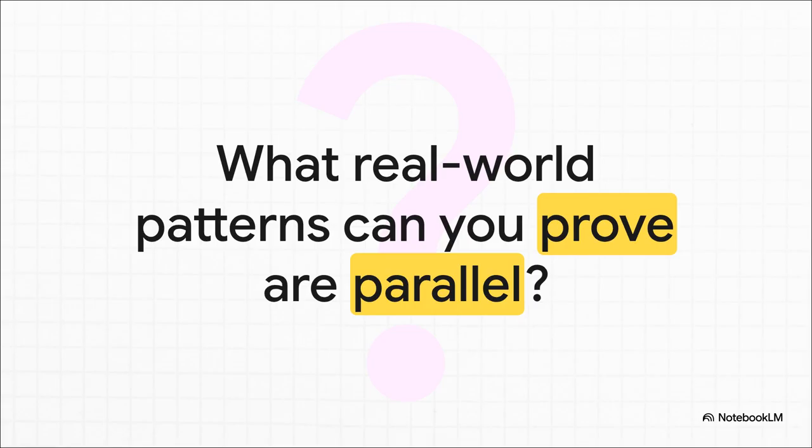And there you have it, the complete toolkit, not just for proving, but for actually constructing parallel lines. So the next time you're out and about and you see a fence or some railway tracks, or even the pattern on a tiled floor, you'll know exactly what it would take to prove that what you're seeing is truly parallel. So now that you have the tools, I'm curious, what real-world pattern are you going to go prove is parallel first?